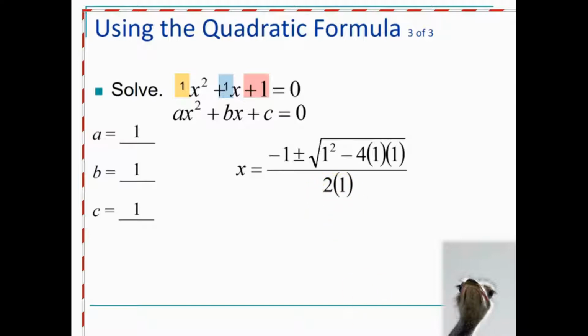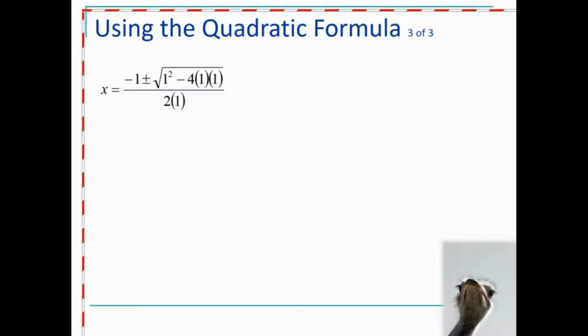Next, we will simplify the quadratic formula. The first step is to simplify underneath the radical sign. Squaring 1 results in 1, and performing the multiplication, 4 times 1 times 1, leaves us with 1 minus 4. If we simplify further underneath the radical, we now have the square root of negative 3.